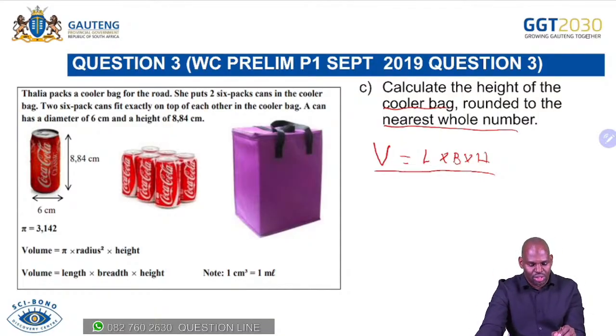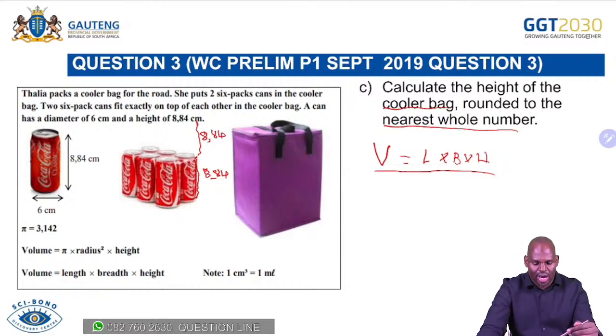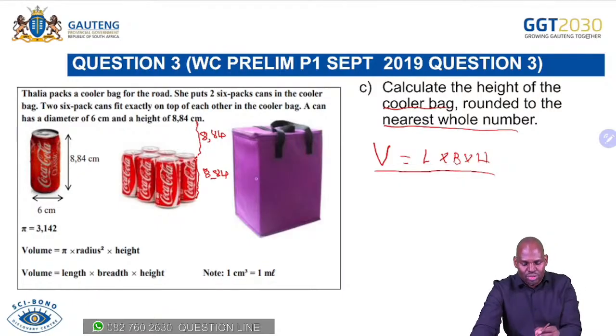So the 2 layers means it's going to be 1 can and then another can on top of the bottom can. So it's going to be 8.84 and then another 8.84. So 8.84 plus another 8.84. That means 2 heights of a can will give us the height of the cooler bag.